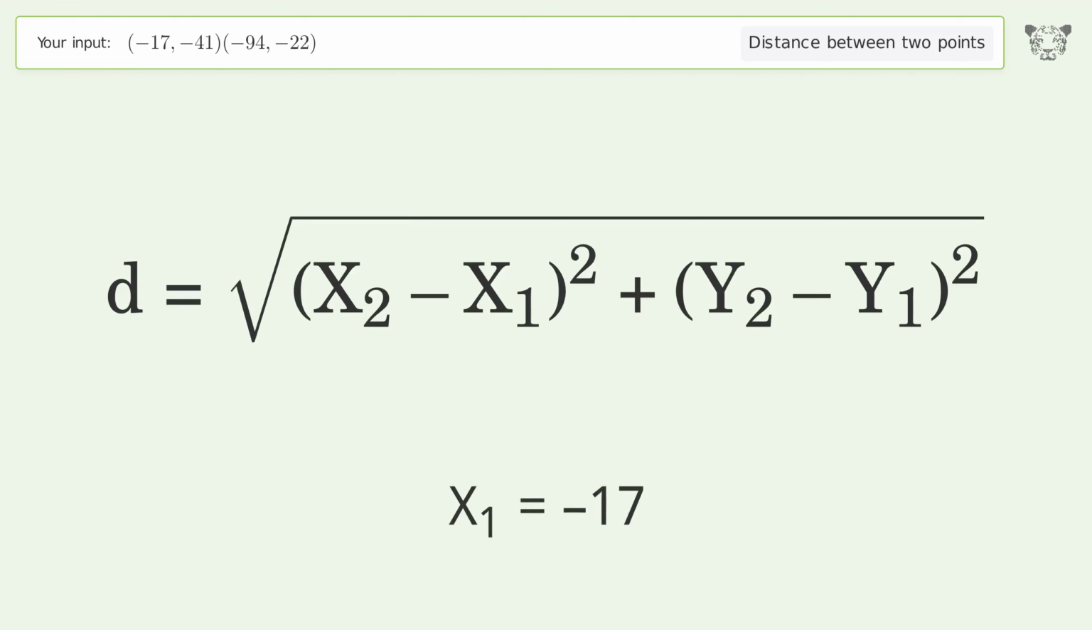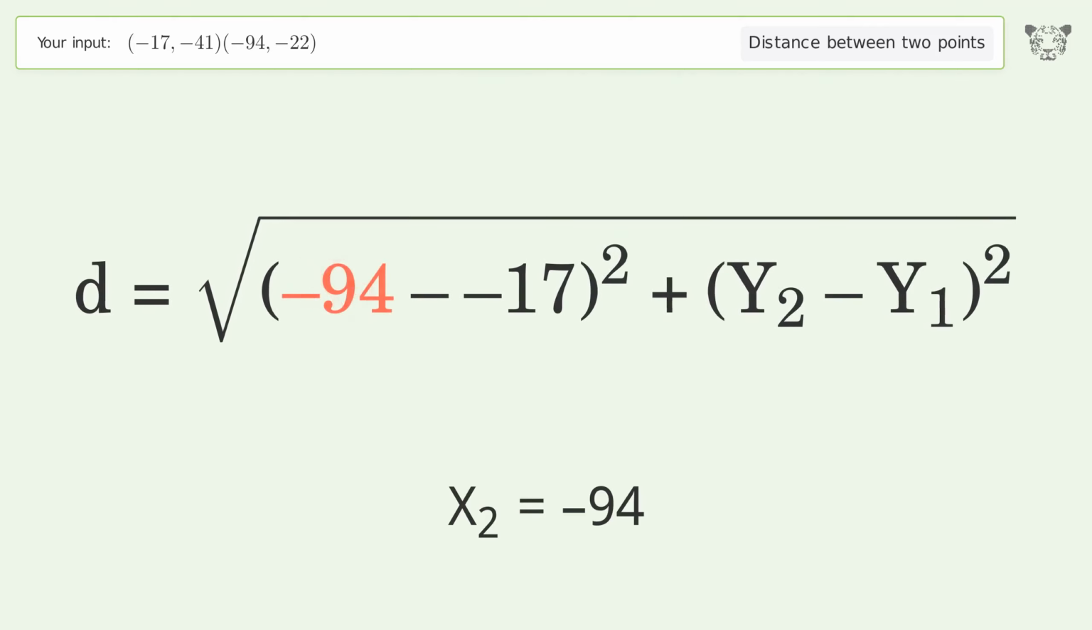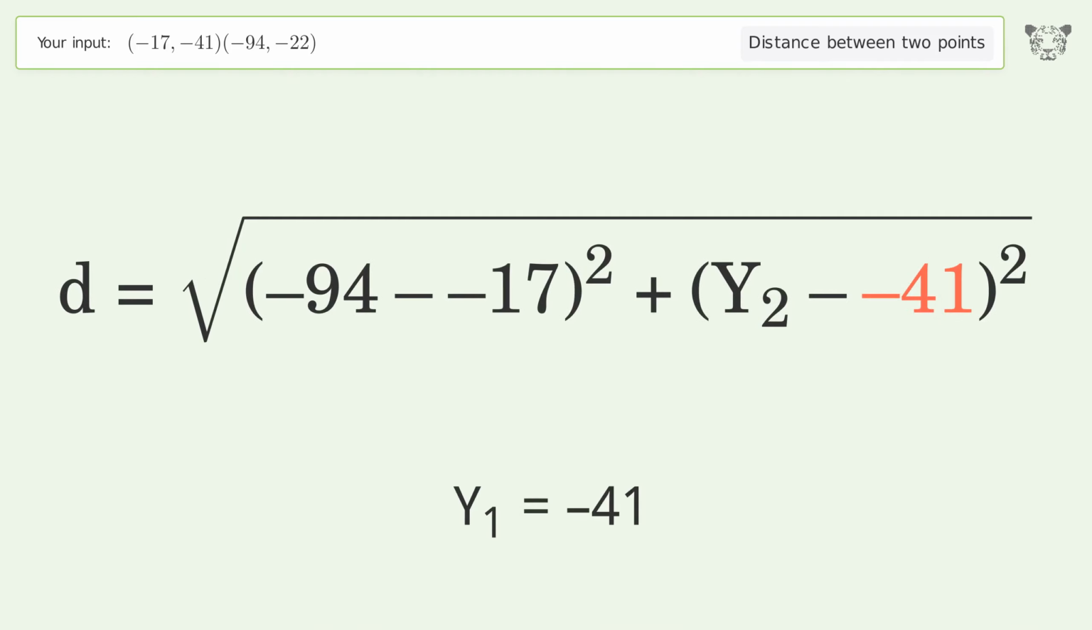x1 equals -17. x2 equals -94. y1 equals -41. y2 equals -22.